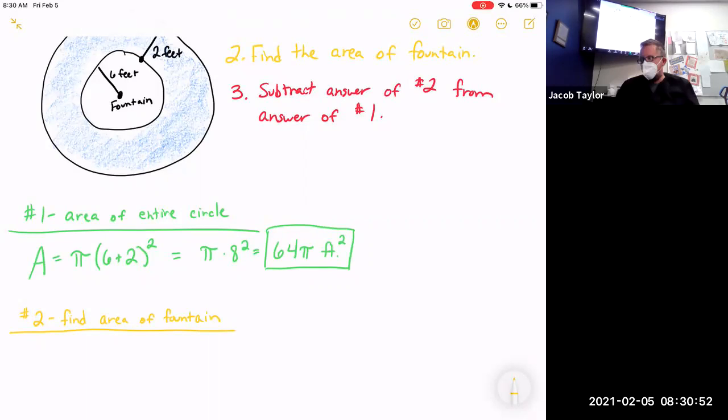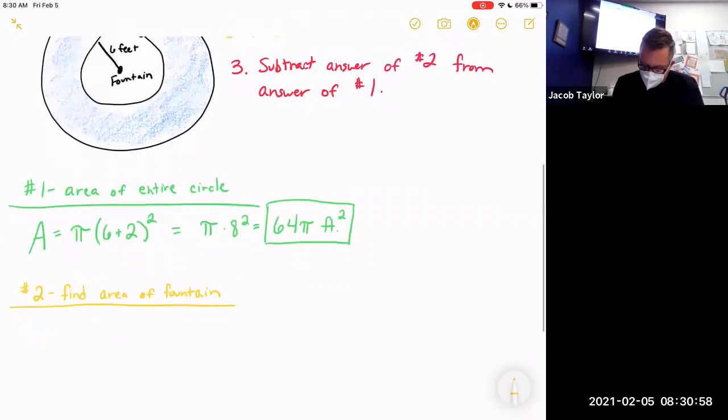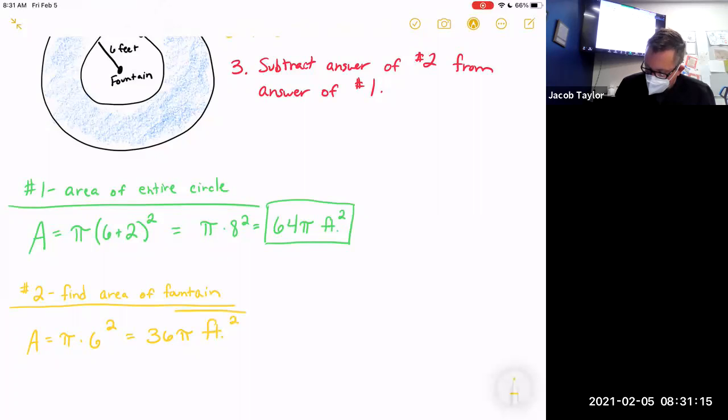Okay, next step, the area of the fountain. There we go. The fountain just has an area of 6 feet. Fountain. I'm Norwegian, that's how my people say it. What do you mean, your people? And the unit there, also area, so square feet or feet squared.